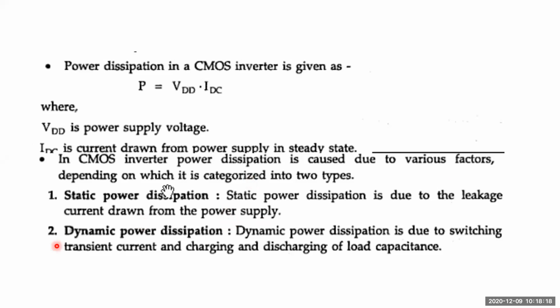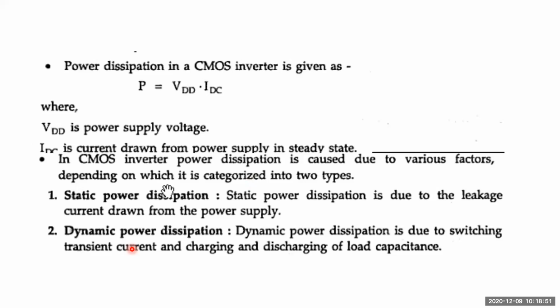The second kind of power dissipation is dynamic power dissipation. Dynamic power dissipation is mainly due to the switching of the transistors. Whenever the transistor switches from high state to low state or low state to high state, due to the switching transient current and the charging and discharging of the load capacitance, this power dissipation takes place. Whenever an element of a device, it can be a transistor, a resistor such as a pseudo resistor, a capacitor or any kind of element.